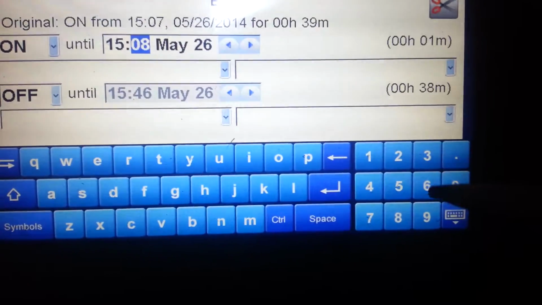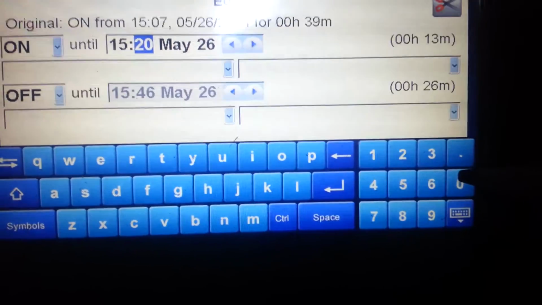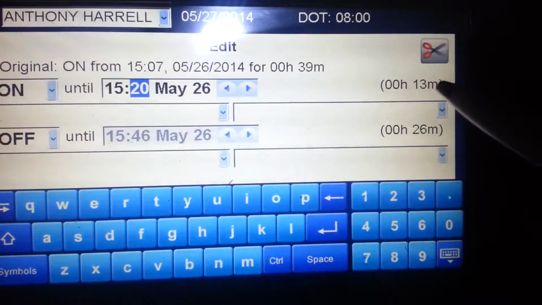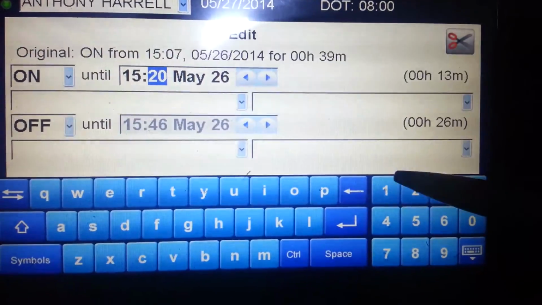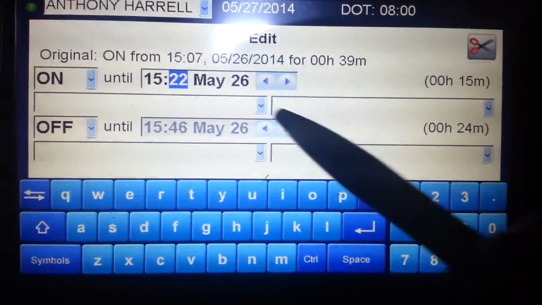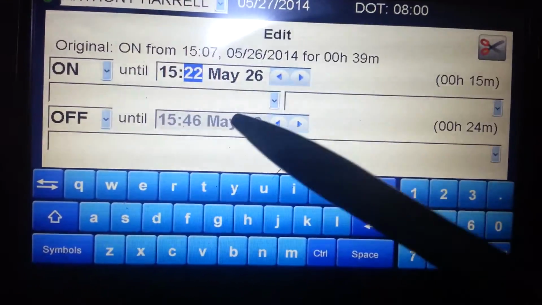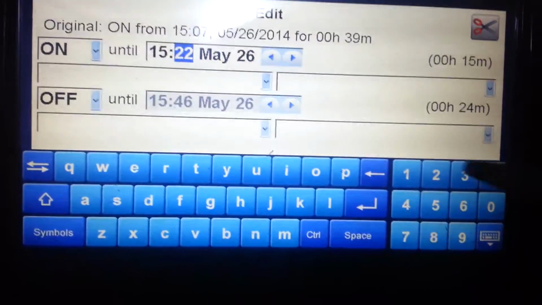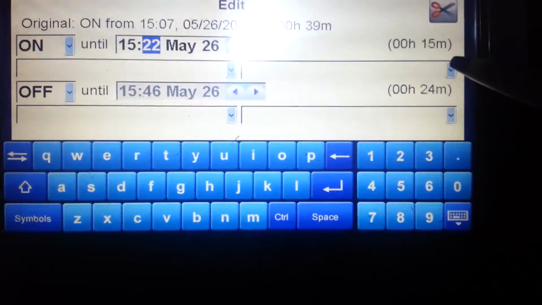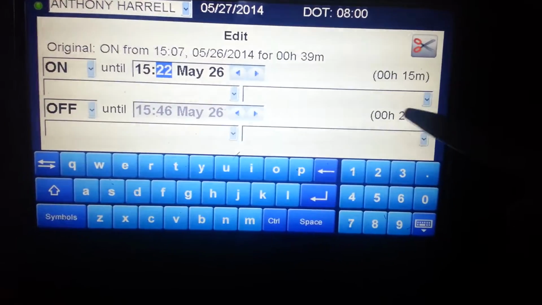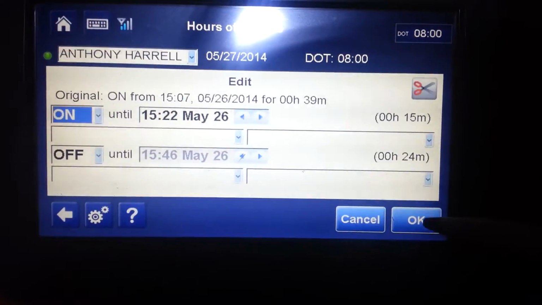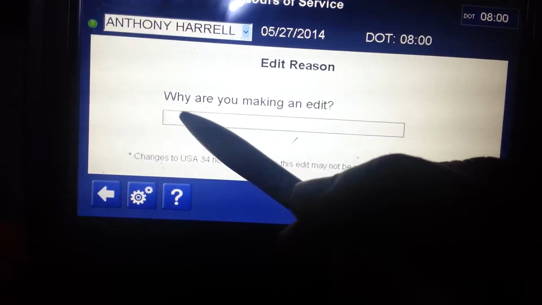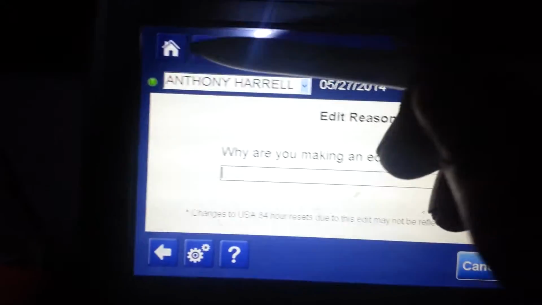So, you see? And when you bring it closer to 15:07, it makes the duration shorter. So, boom, there you go. There's my 15 minutes. I was on duty. And now that 24 minutes is going to go back onto my 70. So hit that. Hit OK. While making edit. And you hit the keyboard.